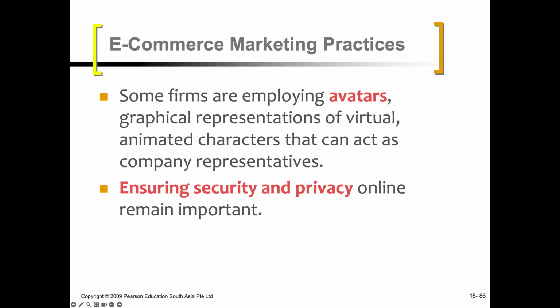Well, in some words, a lot of brands right now are trying to humanize the brand in order to increase the communication capacity, or to increase the chance of communicating directly with the customer. And remember, ensuring the security and privacy online is very important, especially with the customers' information.